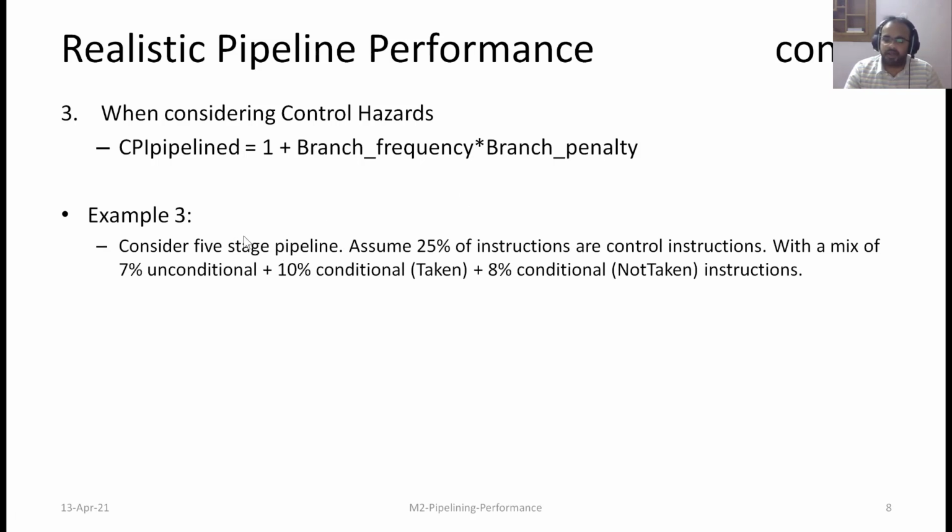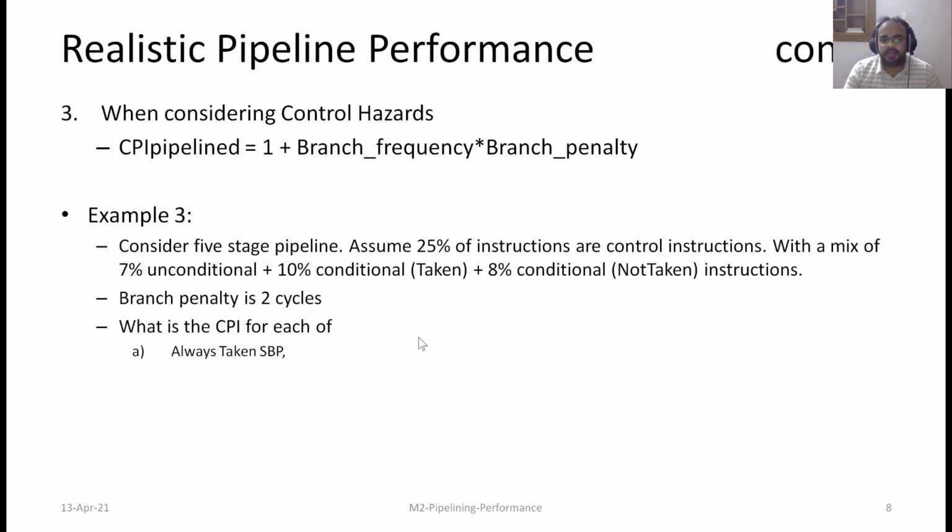Let's say we have a 5-stage pipeline and assume that in some application 25% of instructions are control instructions. Those 25% are a mix of 7% unconditional branches or jumps, 10% conditional branches which are taken, and 8% conditional branches which are not taken. With these numbers, let's find the CPI of the pipeline implementation. The branch penalty whenever there is a branch hazard is given as 2 cycles.